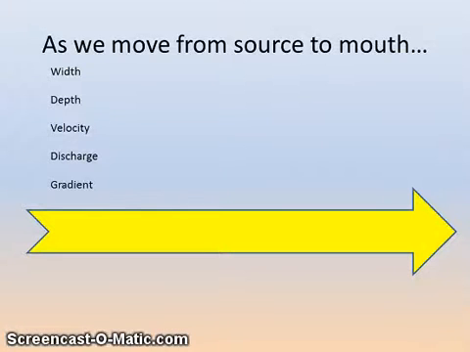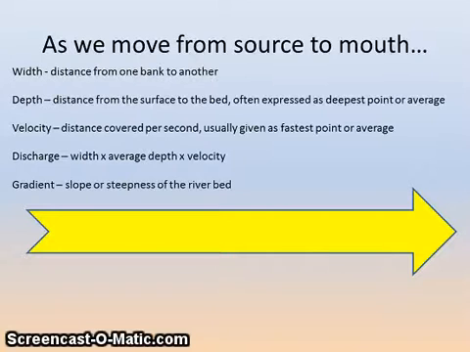So what's happening as we move from source to mouth? Well, width, distance across the river from bank to bank, depth, usually expressed as either at the deepest point, also called the thalweg, or the average depth of the river. Then we've got the velocity of the river, and then we've got the discharge, which is the cross-sectional area multiplied by its velocity, and then what happens to the gradient or slope.